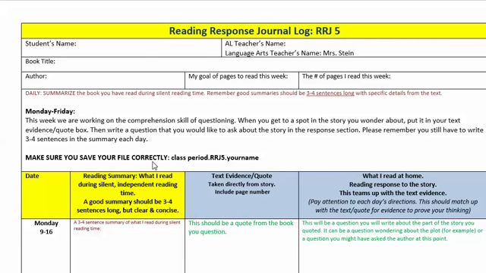Make sure you save your file correctly with class period RRJ5 in your name. And if you have any questions, please ask me.